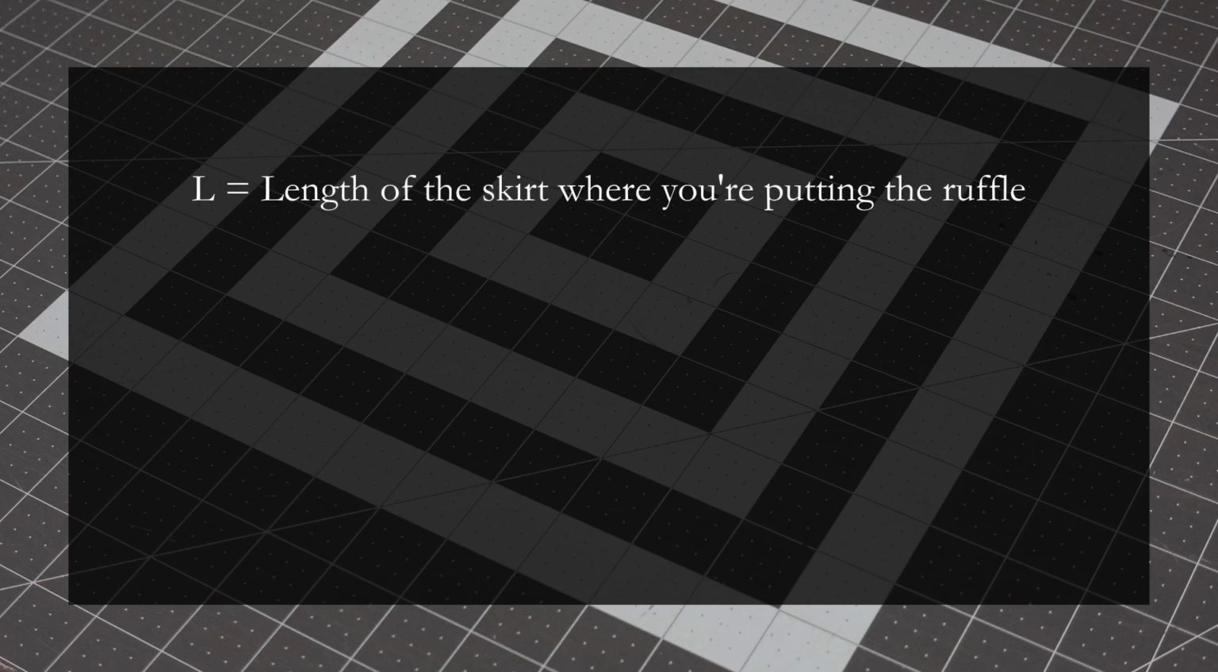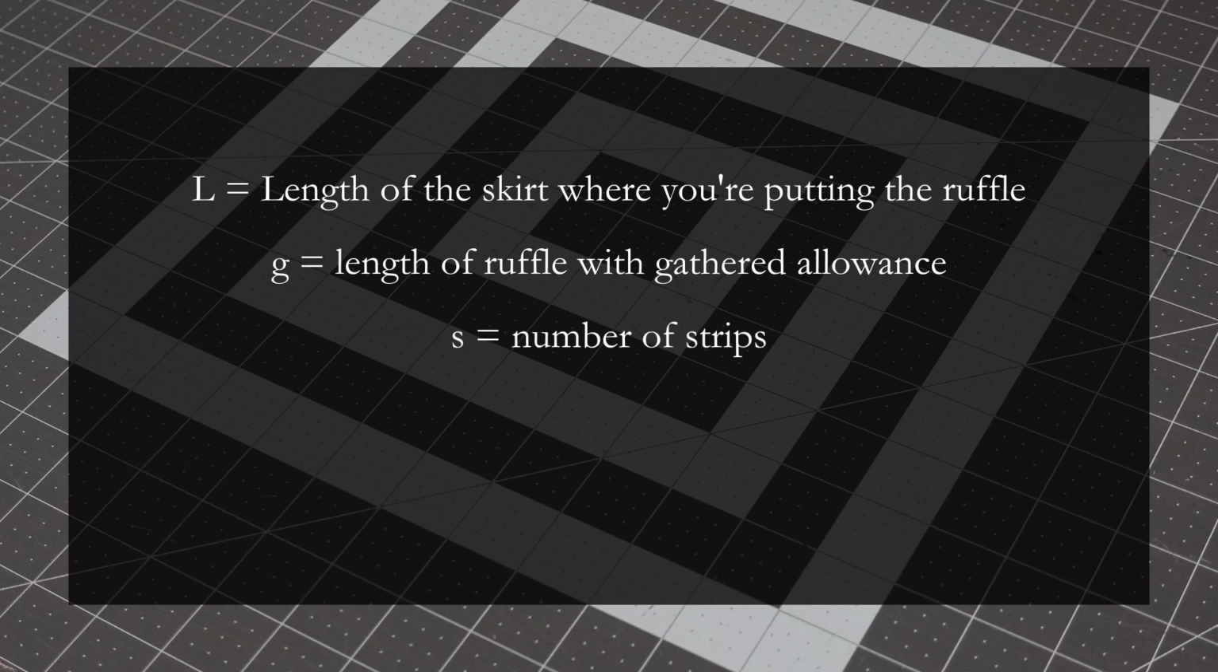My formulas always have a lot of letters, so let's talk about what the letters are before we even start. First off, we're going to have L, which is going to be the length of the skirt for the ruffle. Again, mine is going to be 100. We're going to need to find G, which is the length with the gathered allowance. We're going to need to find S for strips. Then we have R for width of the ruffle. In this case, it's going to be 4. And then we have Y for yardage, which is pretty much why we're doing all this to begin with.